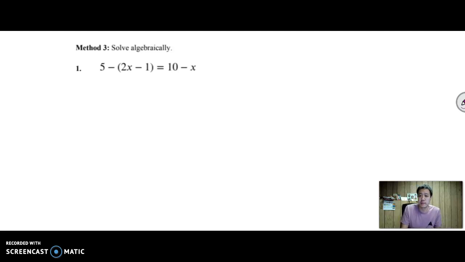So I'm going to solve this algebraically, and this one I'm just going to kind of breeze through. The only thing I want to remind you of here is, out here, you have to remember to distribute a -1, right? So this is really 5 minus 2x plus 1 is equal to 10 minus x, okay? And after some work, you should get x equals -4. If you want to pause it here and try it on your own, please feel free to do that.